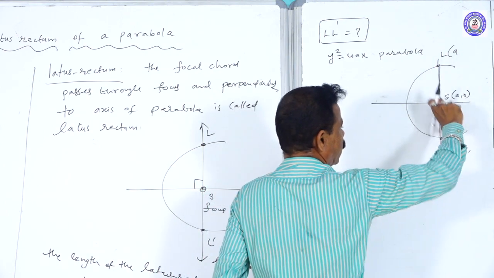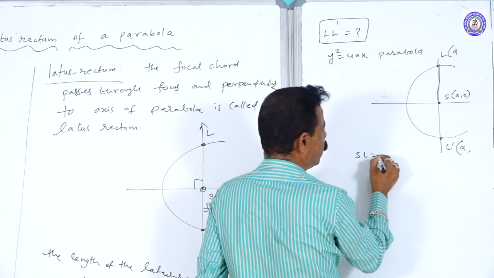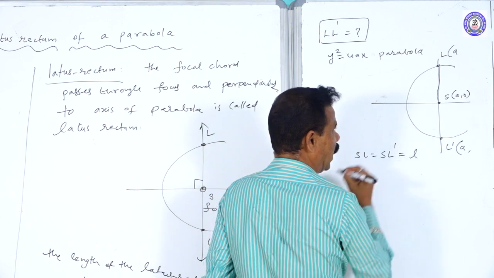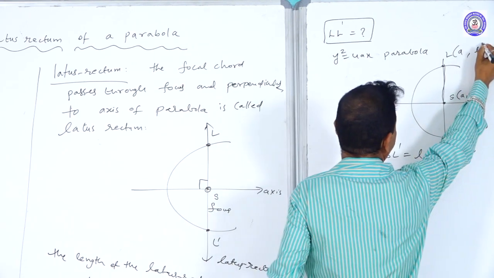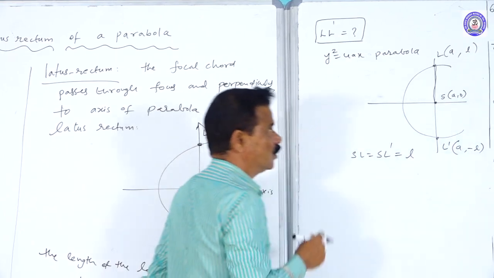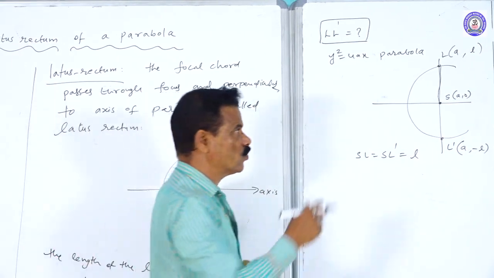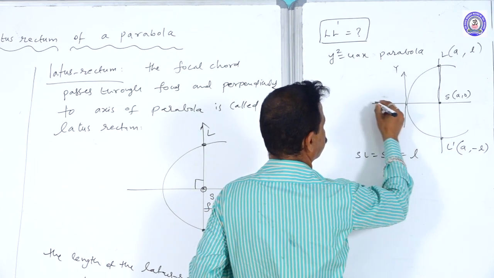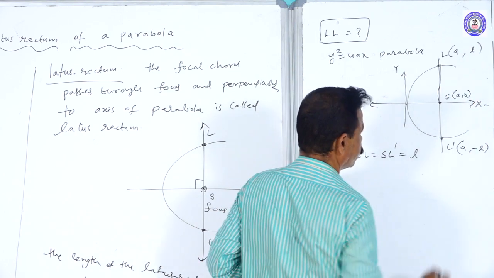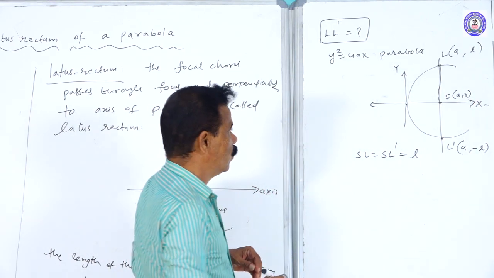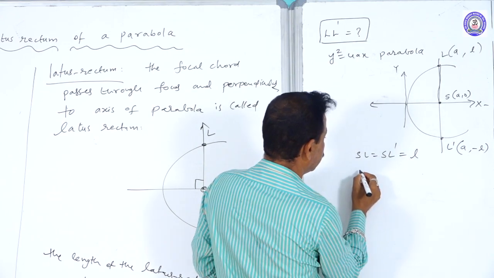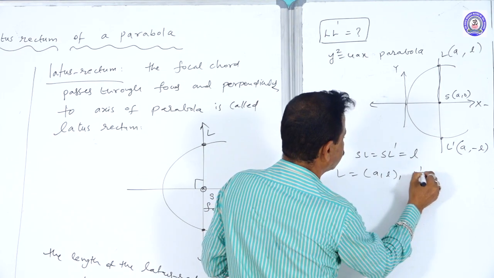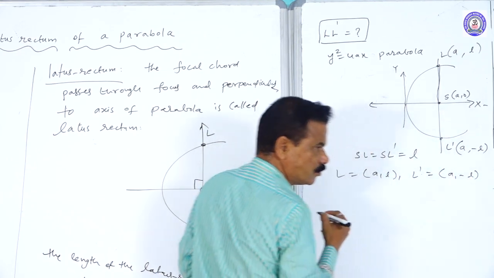But SL is equal to SL dash. So let it be some l. Here l, here also minus l. That is the first quadrant, this is the fourth quadrant. That's why plus l here, minus l here. This is the x axis and y axis. So here L is equal to (a, l) and L dash is equal to (a, minus l).